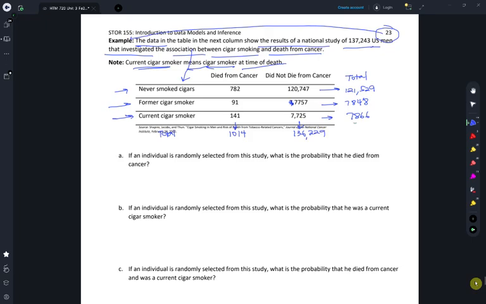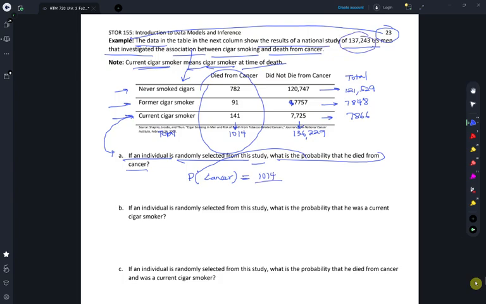Based on this table, if an individual is randomly selected from this study, what is the probability that they died from cancer? The probability of cancer would be equal to how many of those died from cancer, which is 1014 out of the grand total of 137243. We can leave the result in that form or in decimal form, which gives us 0.0739.